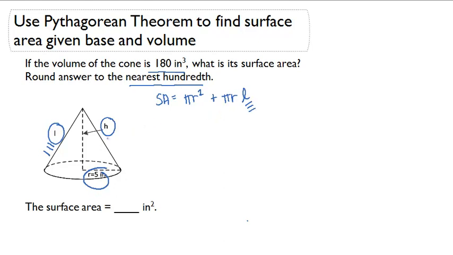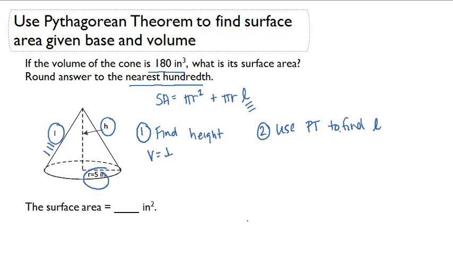But it looks like we're going to have a hard time doing Pythagorean theorem at this point because we also don't know h. So really the very first thing we should do is to find h. And then the second thing we can do is use the Pythagorean theorem, I'm going to abbreviate it PT, to find the slant height. So let's get started. To find the height, we could use the volume formula. Volume equals 1/3 times pi r squared h.